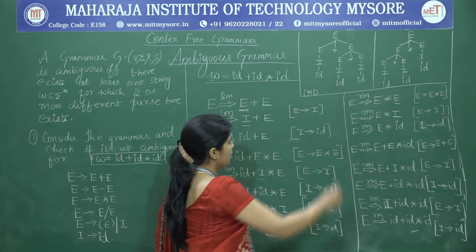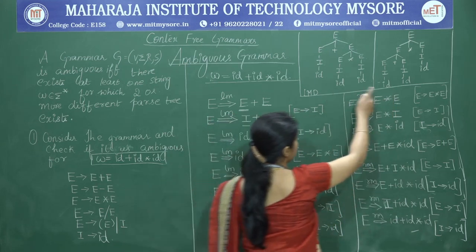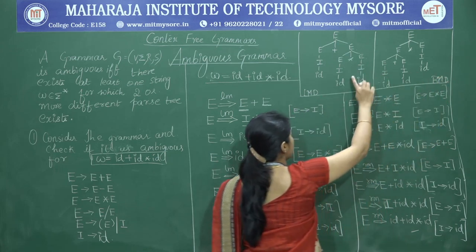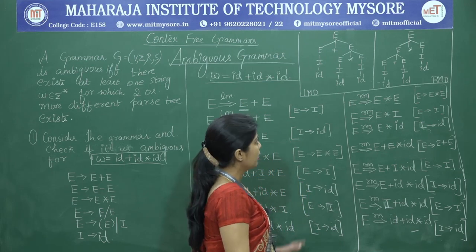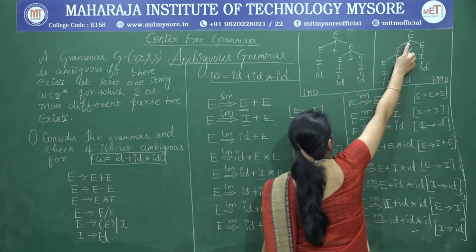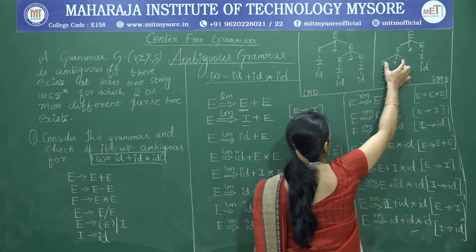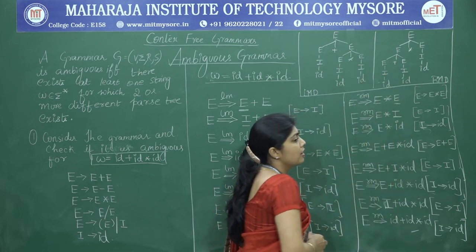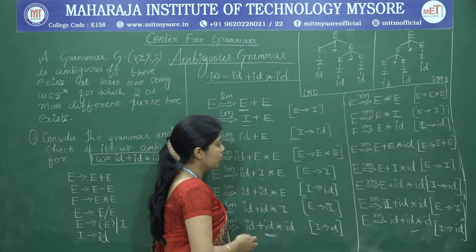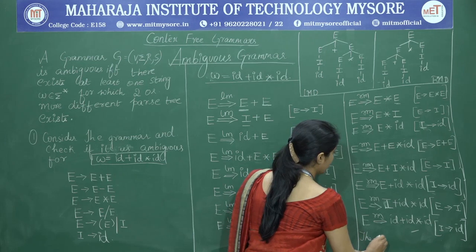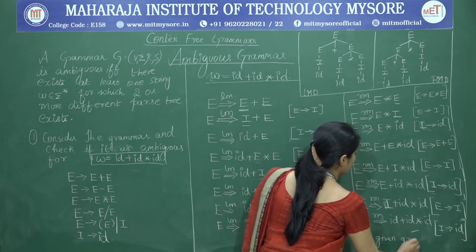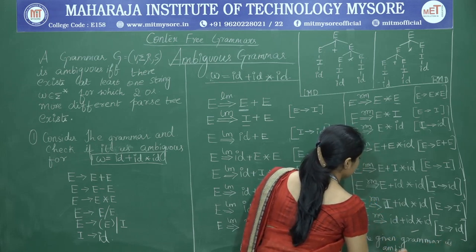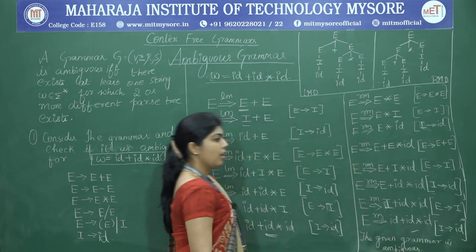When we look at the two trees here, one for the leftmost derivation and the second for the rightmost derivation, we see that the structure of the tree is different. See here, for the leftmost E we have this branch, whereas we have two different branches here. So, the structure of this tree and the structure of this tree are different. Therefore, we will conclude that the given grammar is ambiguous.